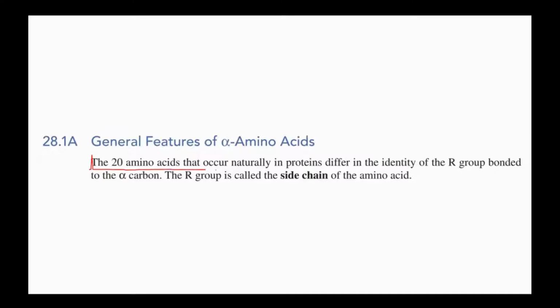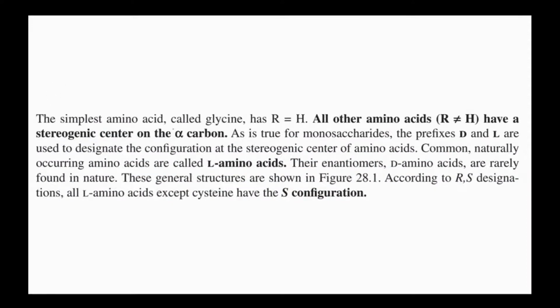Now, general features of amino acids. The 20 amino acids that occur naturally in proteins differ in the identity of the R group attached to the alpha carbon. The R group is called the side chain of the amino acid. The simplest amino acid is glycine, where R equals H. In all other amino acids R is not equal to H. That's an important point. So all the other amino acids, except glycine, have a stereogenic center, meaning they are chiral at the alpha carbon.